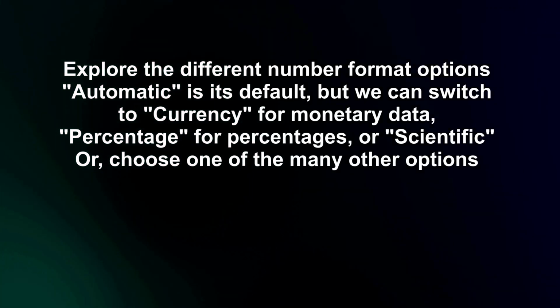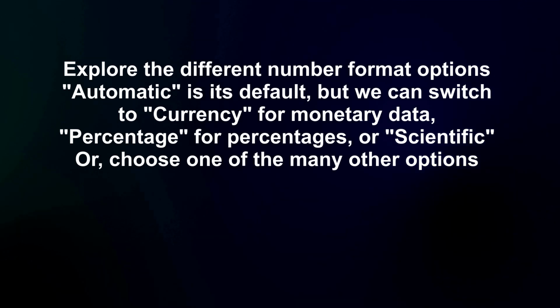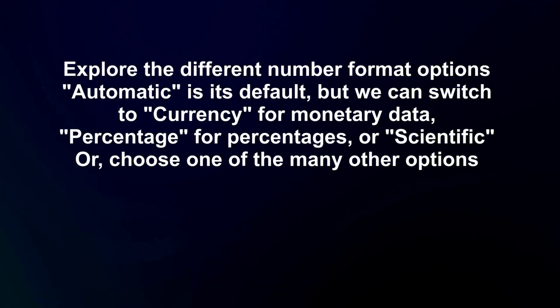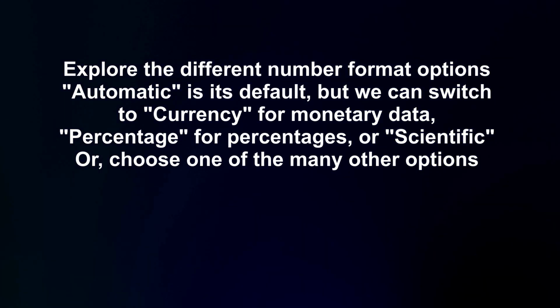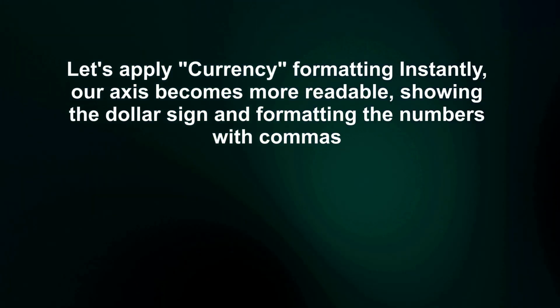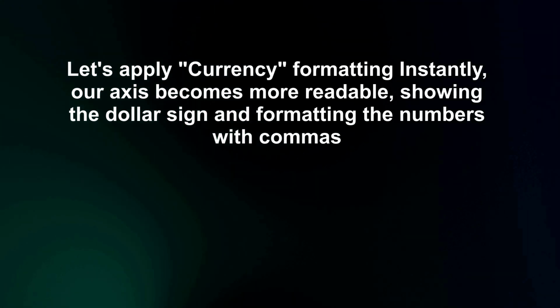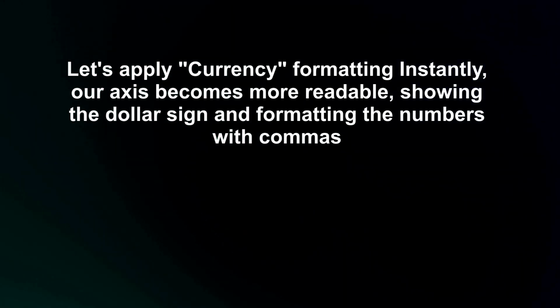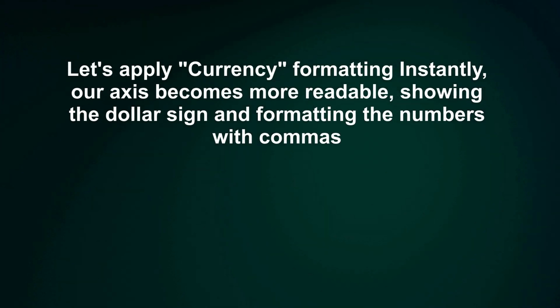Automatic is its default, but we can switch to currency for monetary data, percentage for percentages, or scientific, or choose one of the many other options. Let's apply currency formatting instantly. Our axis becomes more readable, showing the dollar sign and formatting the numbers with commas.